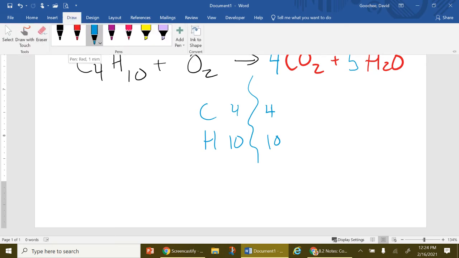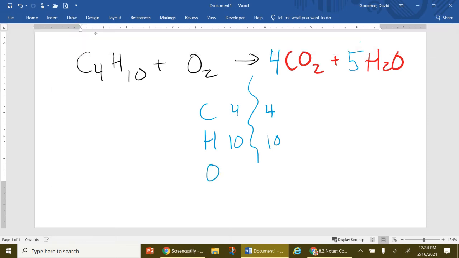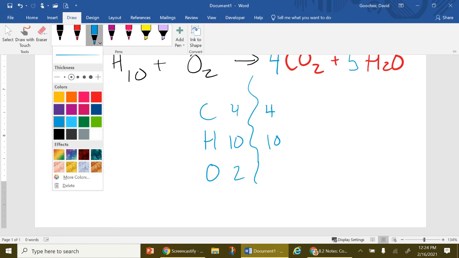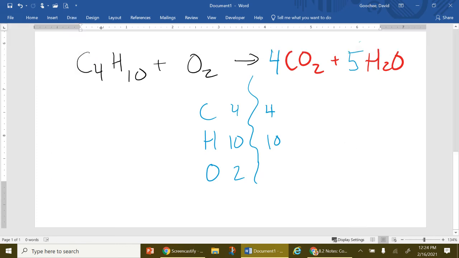All right, let's balance the oxygen. On this side, we have 2. Now on this other side, check it out, folks. We've got 4 times 2, which is 8 oxygens on this side, and 5 times 1, which is 5. We have got 13 oxygens on the product side. 13.